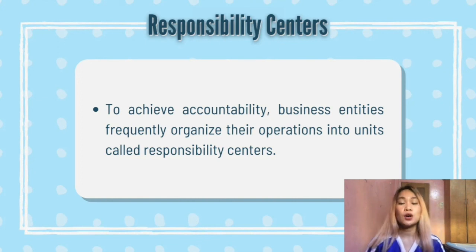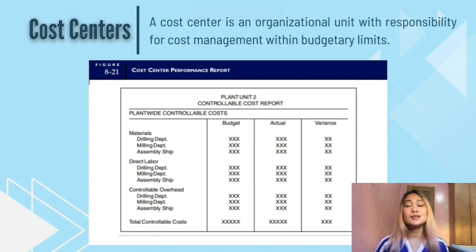So firstly, the cost center. A cost center is an organizational unit with responsibility for cost management within budgetary limits only. Cost center does not do anything with revenues. Managers are concerned with cost only. Take note, cost only. The best example for this is a manufacturing plant because they are not in charge of revenues. Their goal is to manufacture a good quality product while trying to control those costs so that they can sell it with good profit and low costs.